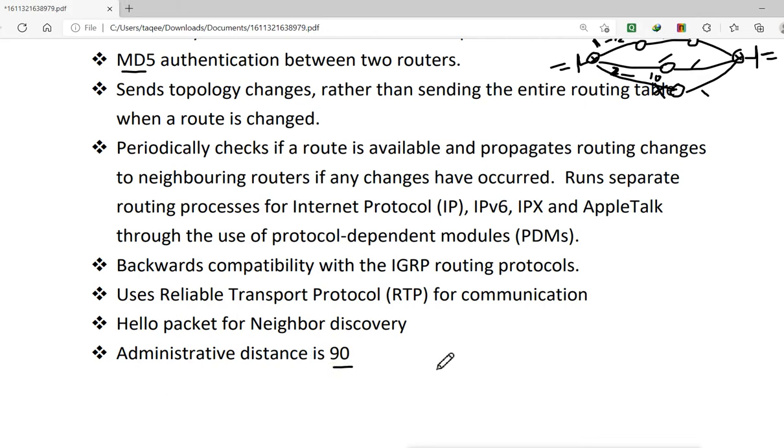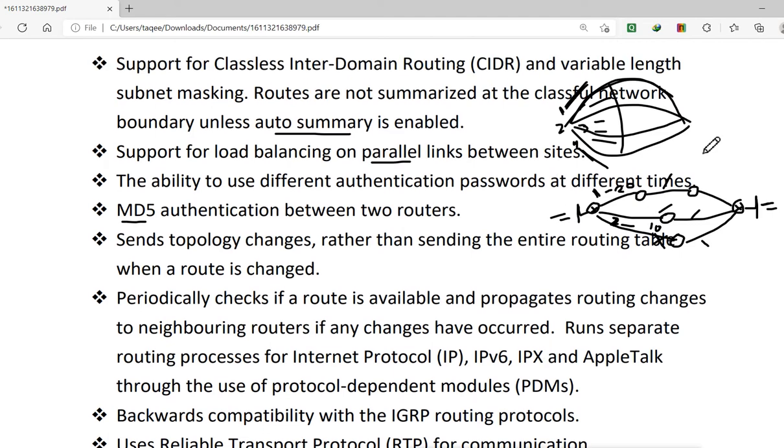Now, as we know, the administrative distance value defines the path, like which path to choose. If you have multiple paths, say 120 here, 100 here, 110 here, and 90 here, our router will choose the path which has the least AD value.